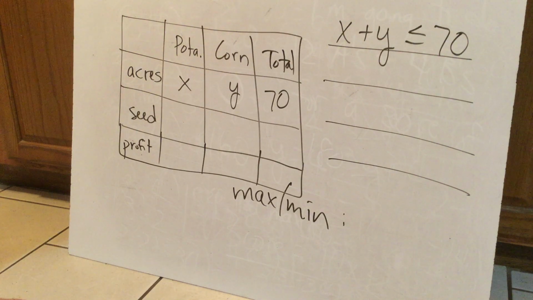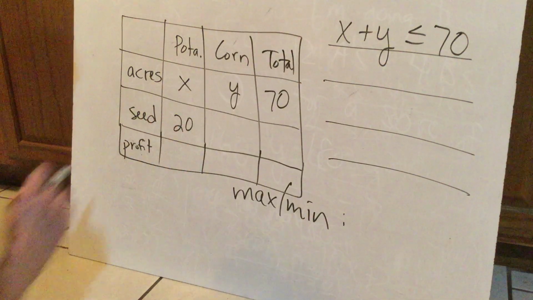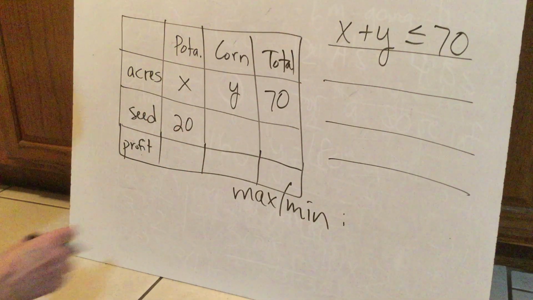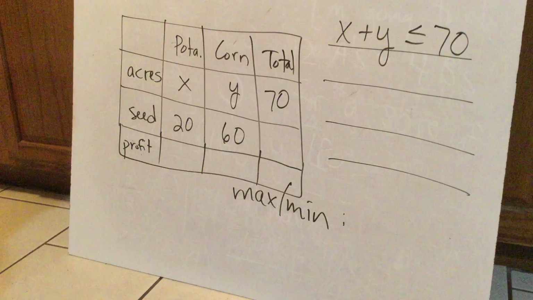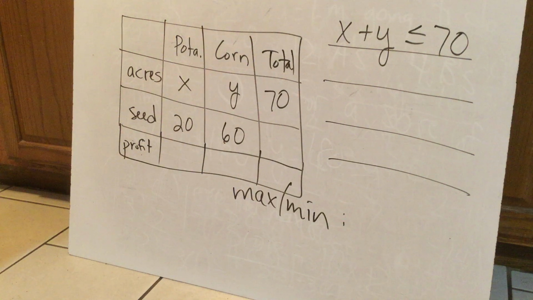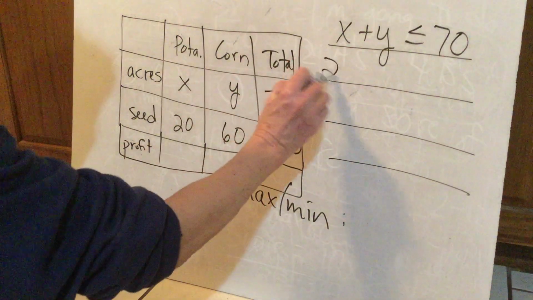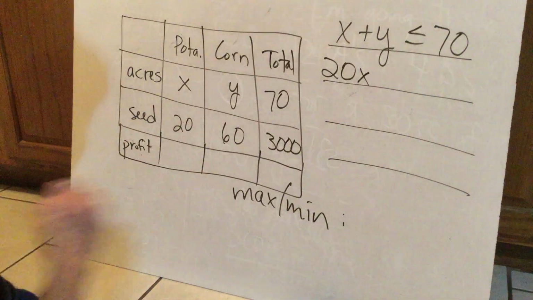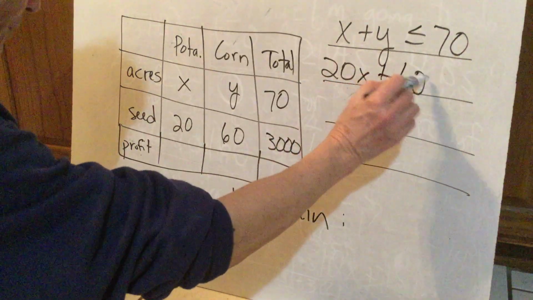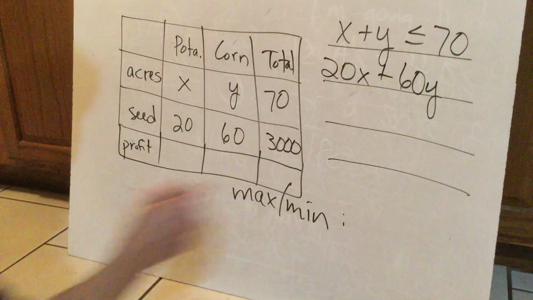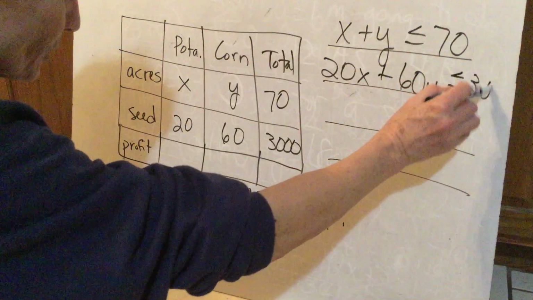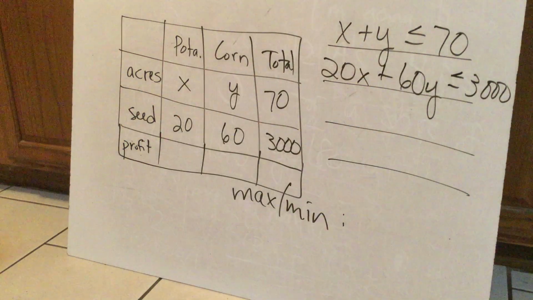How much does seed cost? For potatoes, it's $20. And for corn, it is $60. And how much money do I have to spend on seed? I have $3,000 to spend on seed. So whatever I spend on potatoes, plus whatever I spend on corn, has to be less than or equal to $3,000 because that's all the money that I have.